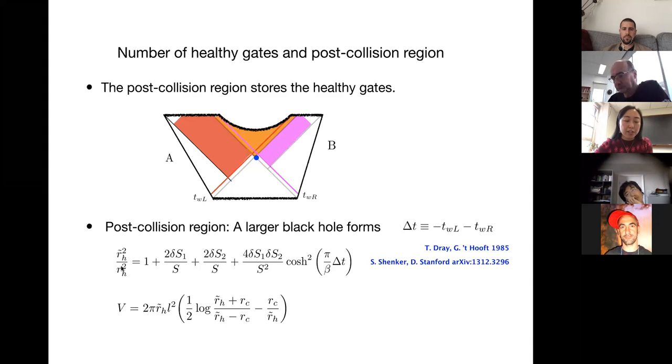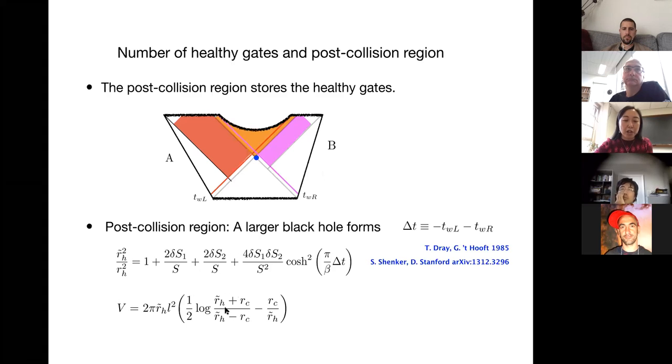This R_H is the horizon radius of the original black hole. This R_H tilde is the horizon radius of this new larger black hole. In BTZ geometry, they satisfy a relation like this. And what I want to see is how the space-time volume of this post-collision region depends on this time delta t.